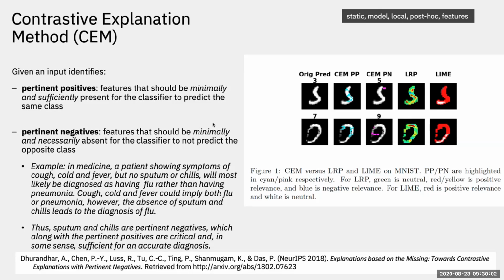This is the main contribution of this CEM method, which not only shows the positive pertinent features, but also shows the pertinent negative features, which is important so that the sample is not classified into the other classes. And this is the main contribution in contrast to LIME or SHAP, because they only highlight the most important positive pertinent features for a particular digit, but not the pertinent negatives.